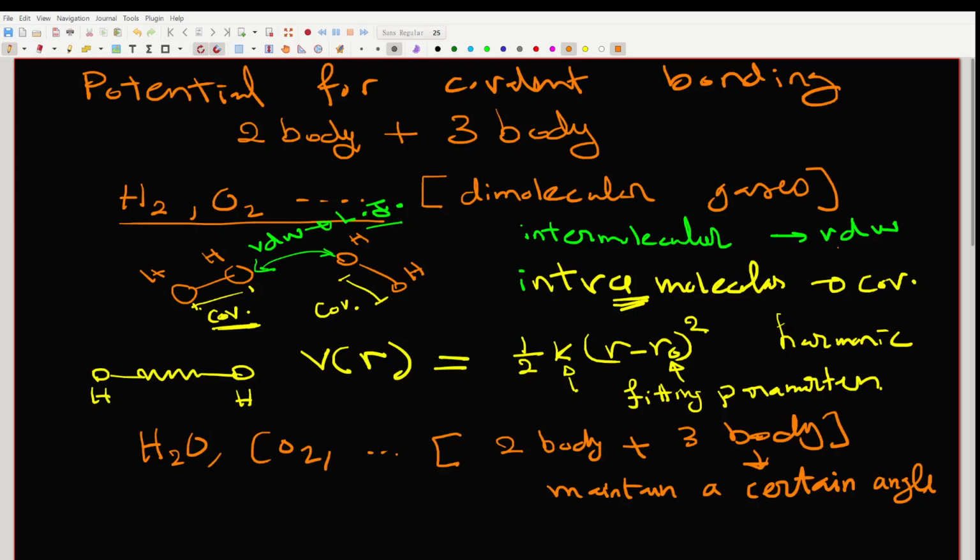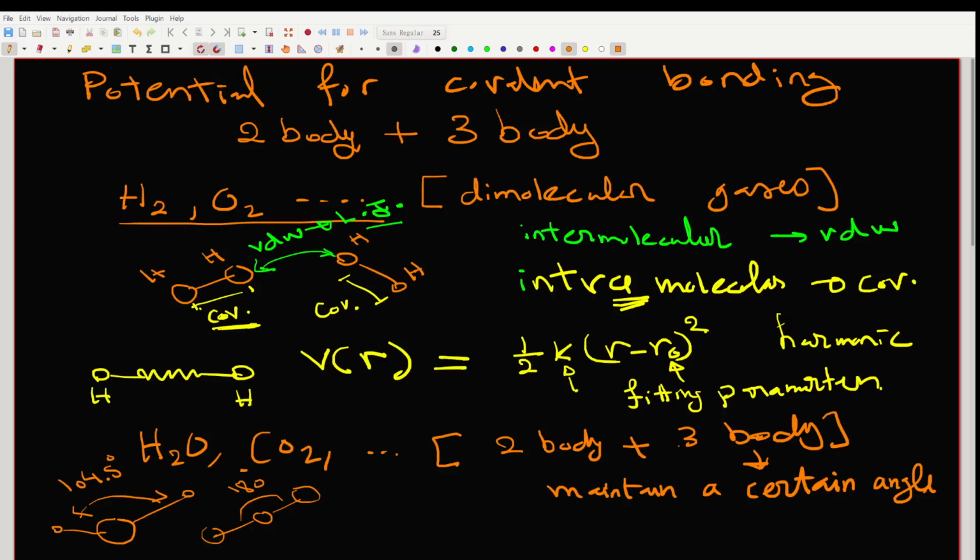For example, let's take the water molecule. The water molecule is known to have hydrogen, oxygen, and another hydrogen, and this angle is characteristic for the water molecule. It's 104.5 degrees. Take the CO2 molecule. Again, we have the carbon atom, and then oxygen, and then another oxygen. There is a characteristic angle here, which is 180 degrees. So let's continue the discussion on another page.